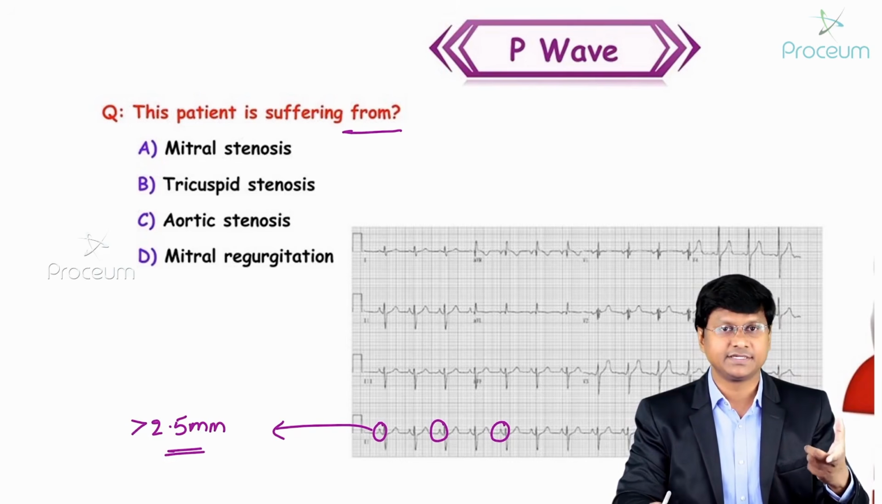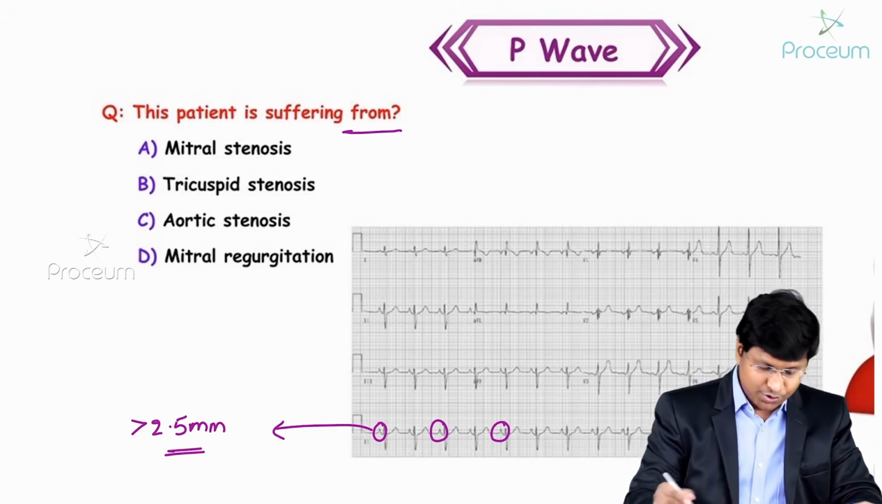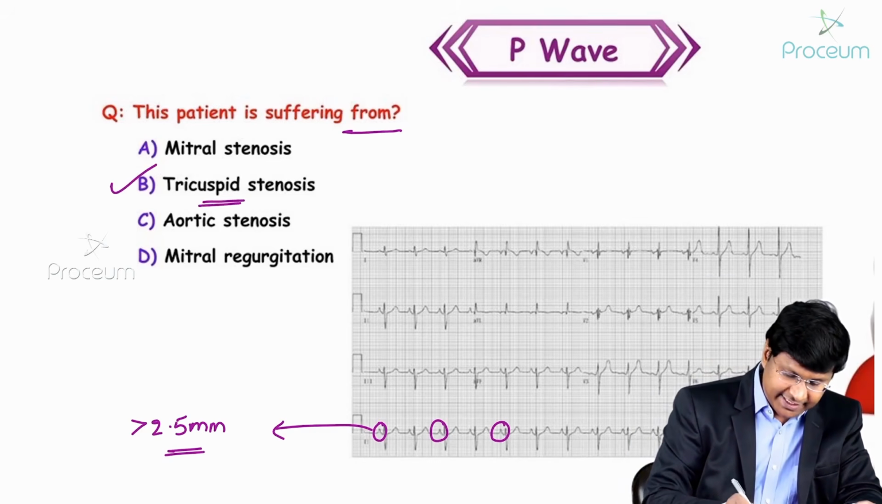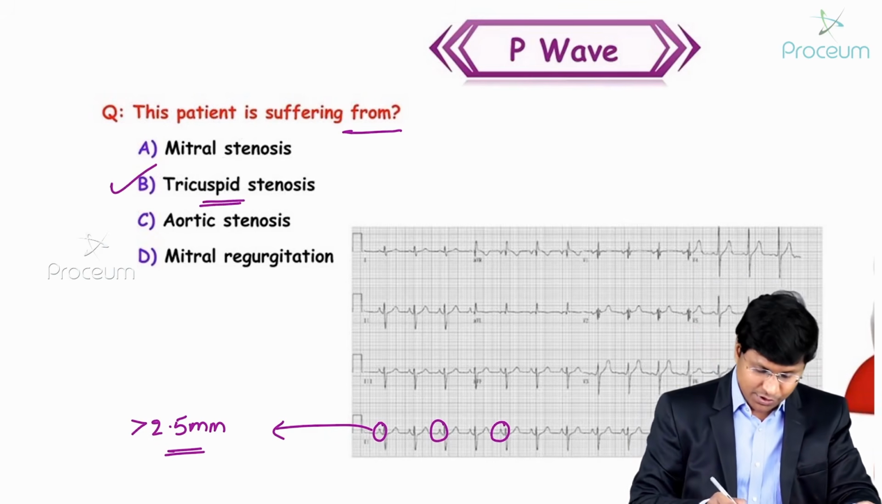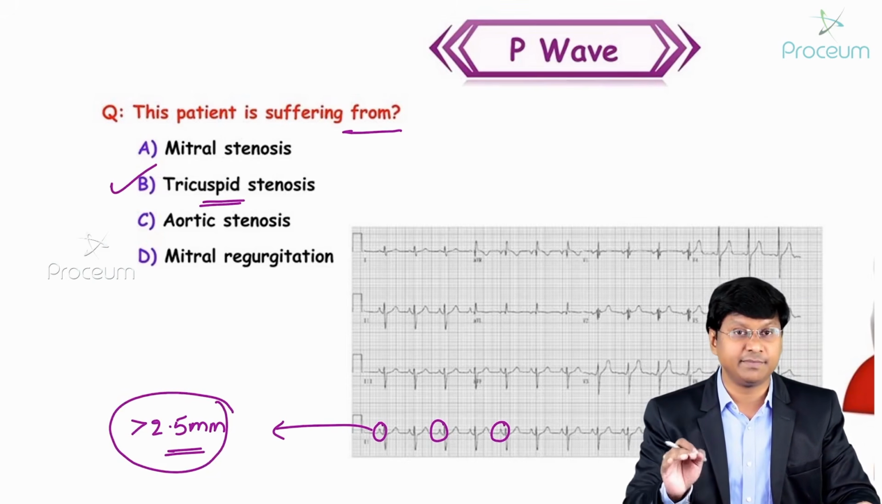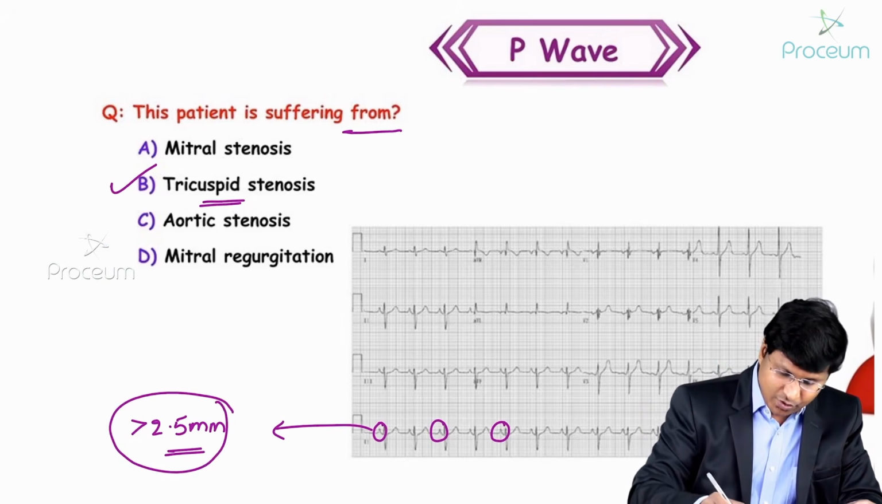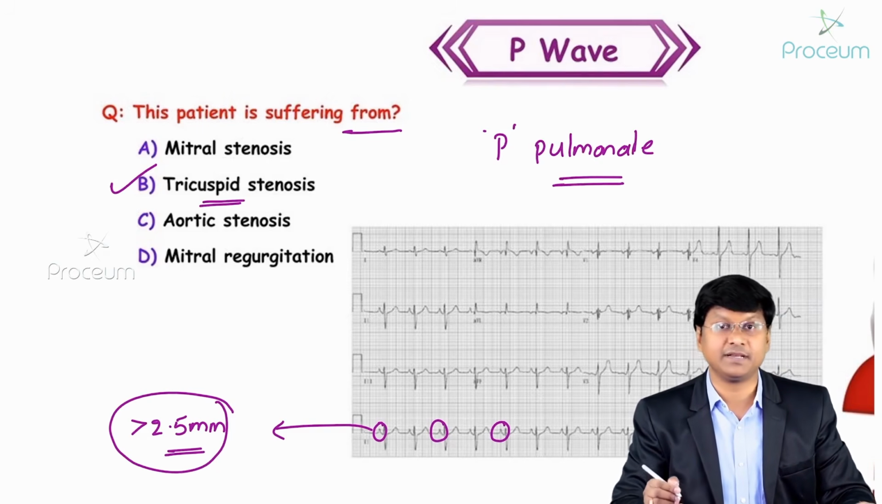And where do you have that? The options given to you are mitral stenosis, tricuspid stenosis, aortic stenosis, mitral regurgitation. So you will have this in a clinical scenario of tricuspid stenosis. Amplitude more than 2.5 mm in lead 2, this we call P pulmonale.